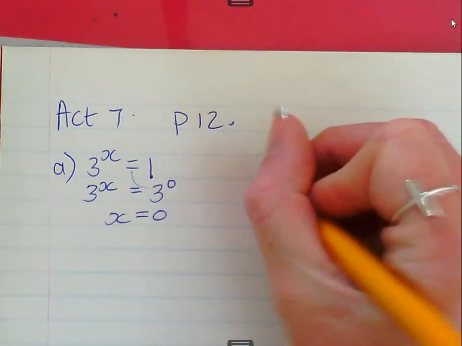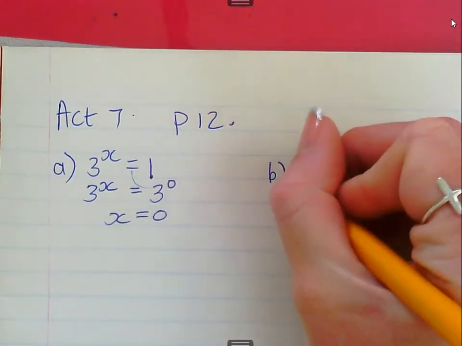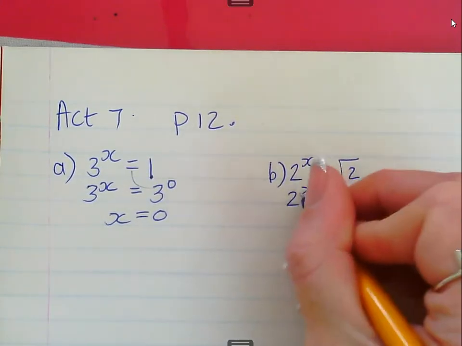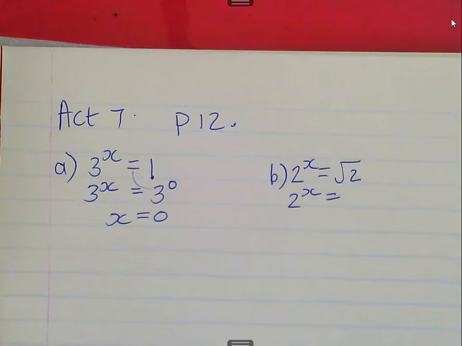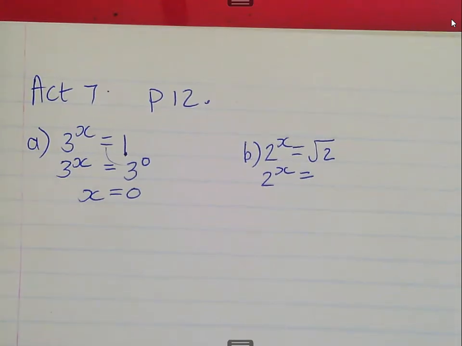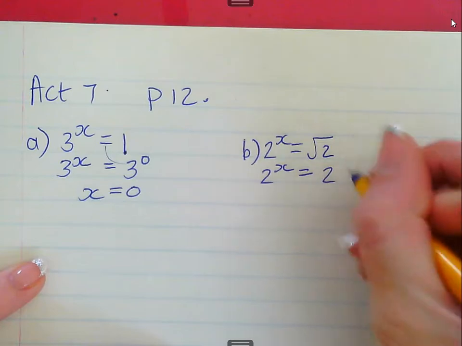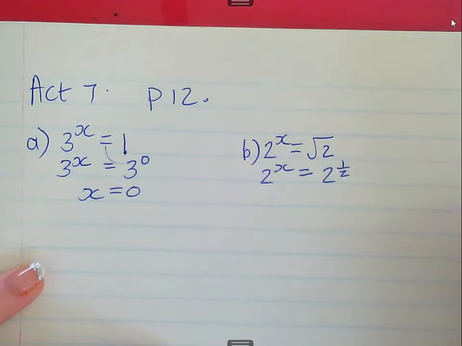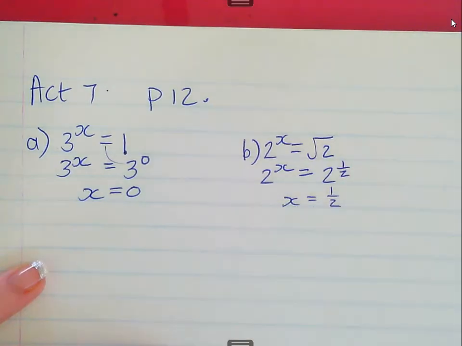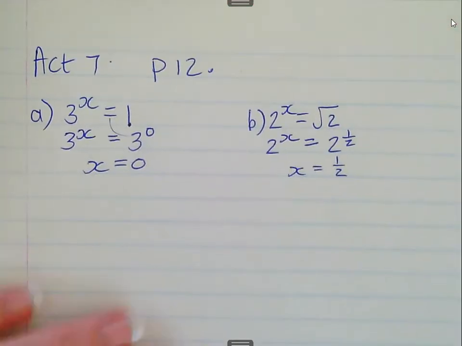And then we'll do B. Okay, tell me how I can write the square root of 2 as a base and an exponent. Not squared, to the power of a half. And now my bases are the same, can you see? So I throw it away. X is equal to a half. See?